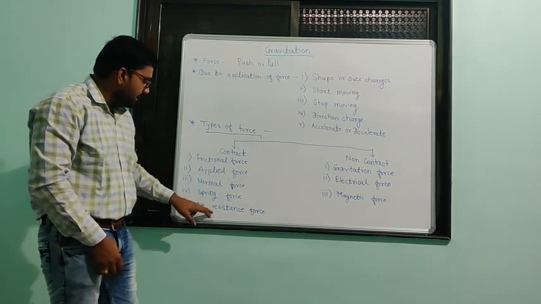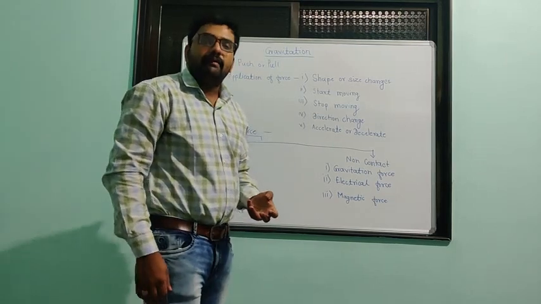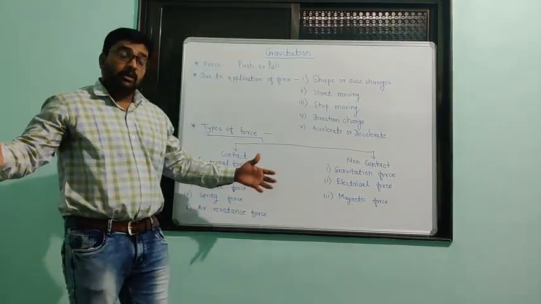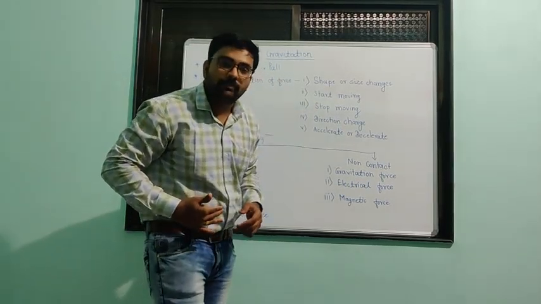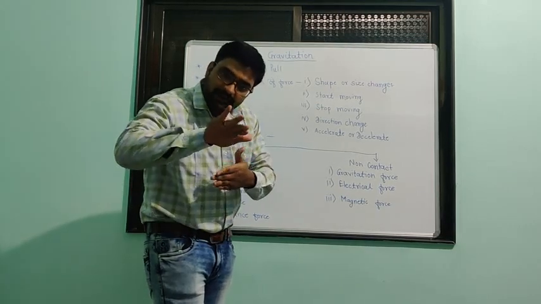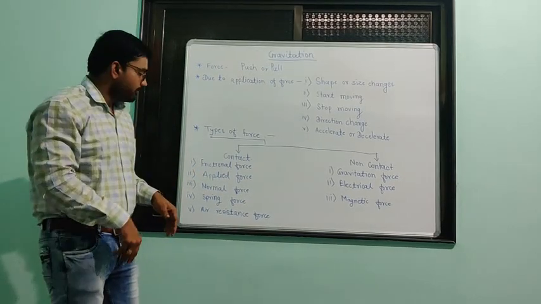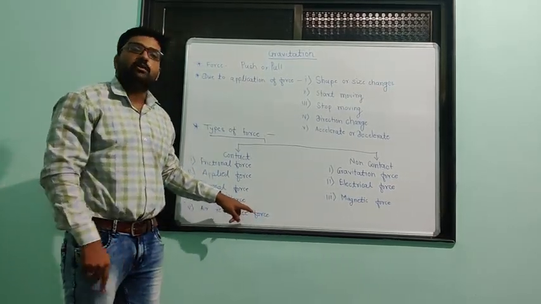And next is air resistance force. Simply, when we are traveling in a particular vehicle, the surrounding air tries to resist our motion. So that air also comes in contact to resist us, and a force is applied on us. That force is nothing but the air resistance force, and that is also a contact force.